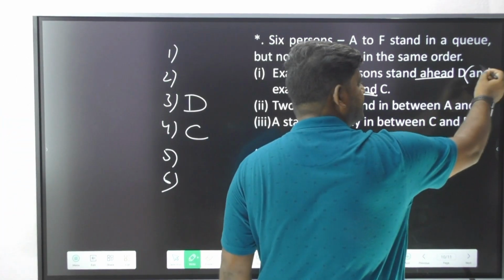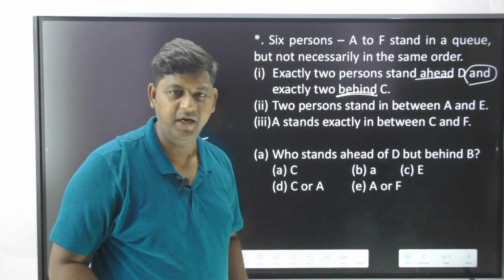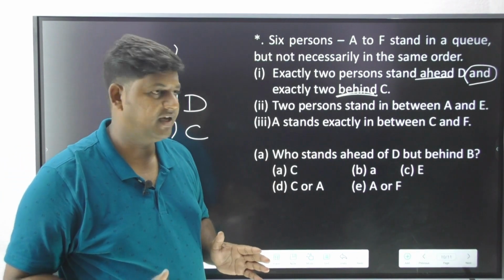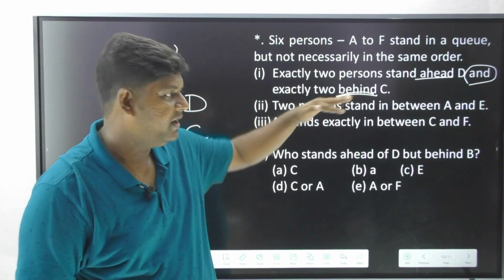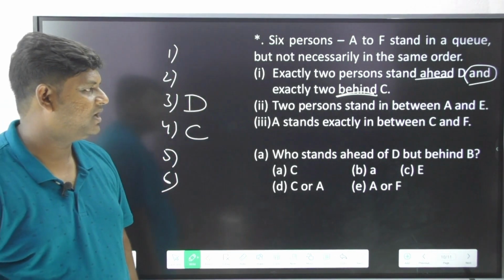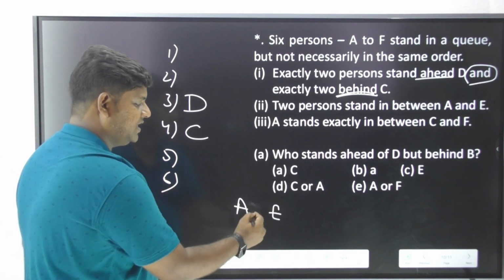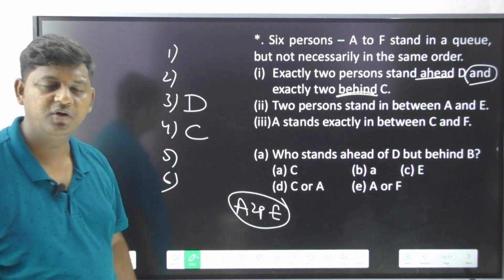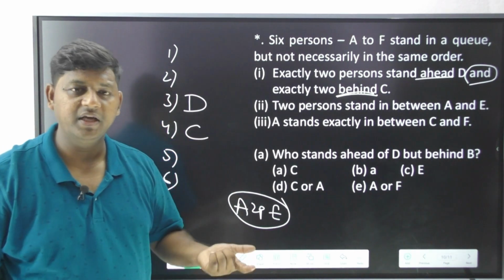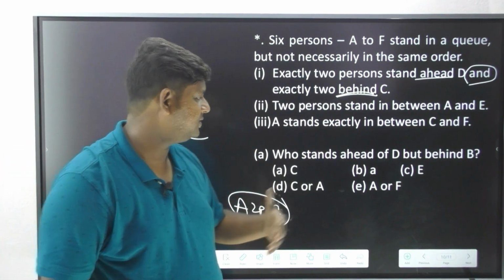Again, this "and" is clearly dividing your sentence. It is not a combination of "and", it is "but". So please do remember, it is clearly giving you a division of the sentence. The first sentence is talking about D, the second sentence is talking about C. Okay, so the second condition, what is it saying? 2 persons stand in between A and E. In between A and E, how many persons should be there? 2 persons. But is it mentioning A is in front of E or E is in front of A? Is it given by your examiner? No clarity. Clear? Let's move forward.